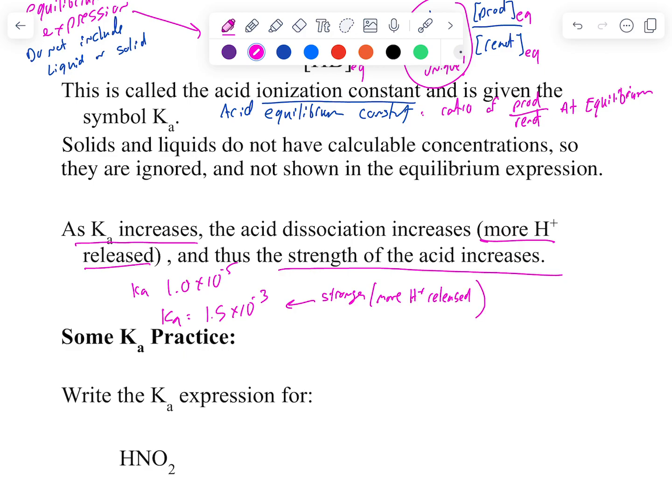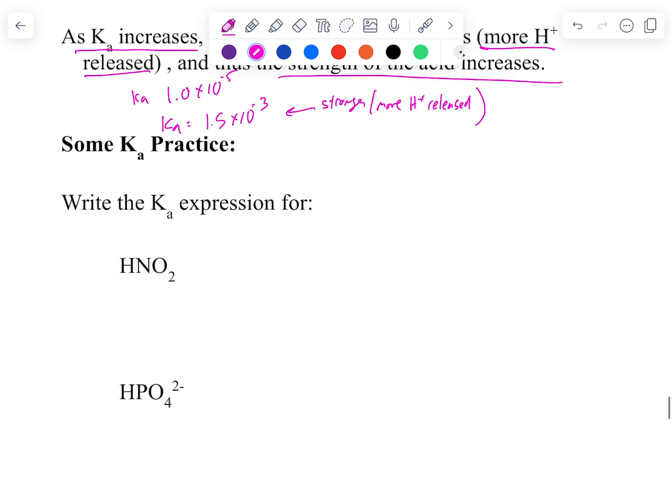Okay. So let's go through some practice. Let's first write the expression for these two. In order to write the expression, we need to write the balanced equation. So the dissociation expression can be written two ways. This can be written with water or without water. So I'll do it both ways just to show you.